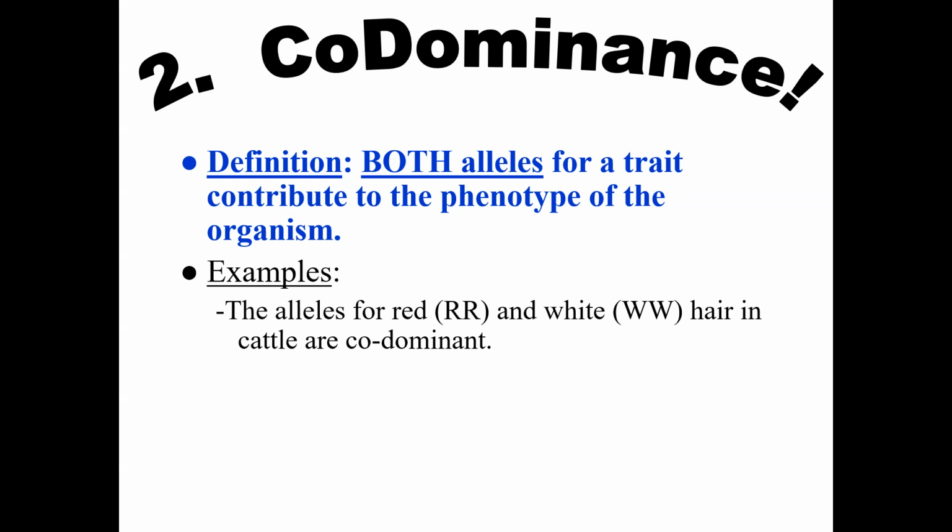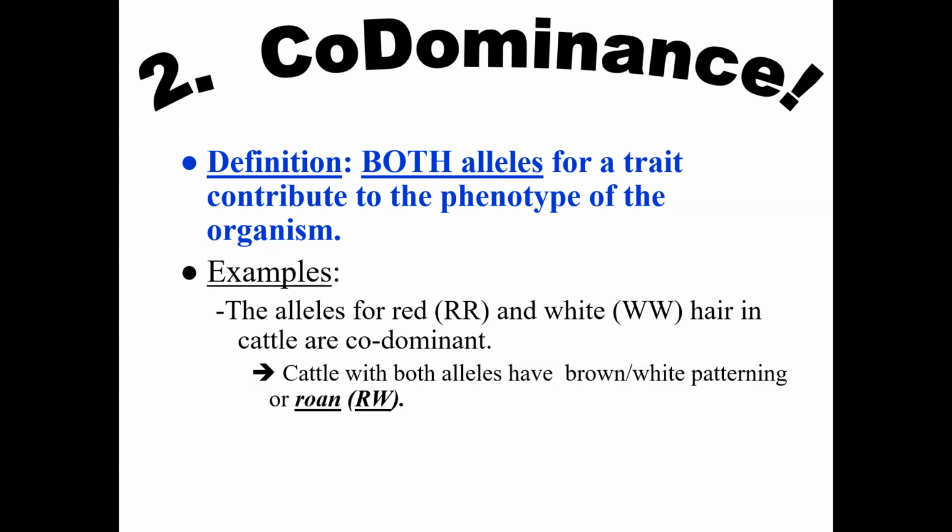So here we go now. We have here alleles for red and white hair on cattle. Okay? So we have capital R's representing red hair on cows, and we have capital W's representing white hair. Very similar to what we do with the flowers, right? Now, if you have cattle with both alleles, they tend to have a pattern that looks brown. That says brown and white patterning, or roan, right? So you cross red and white, it gives you kind of a brownish color, apparently, right?